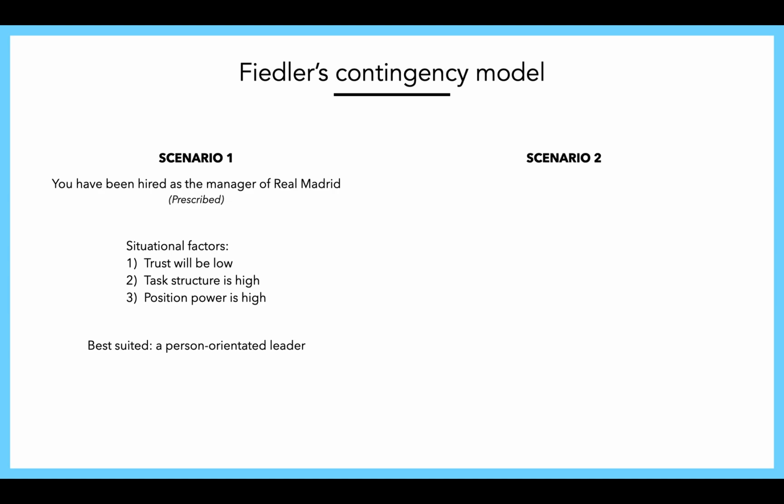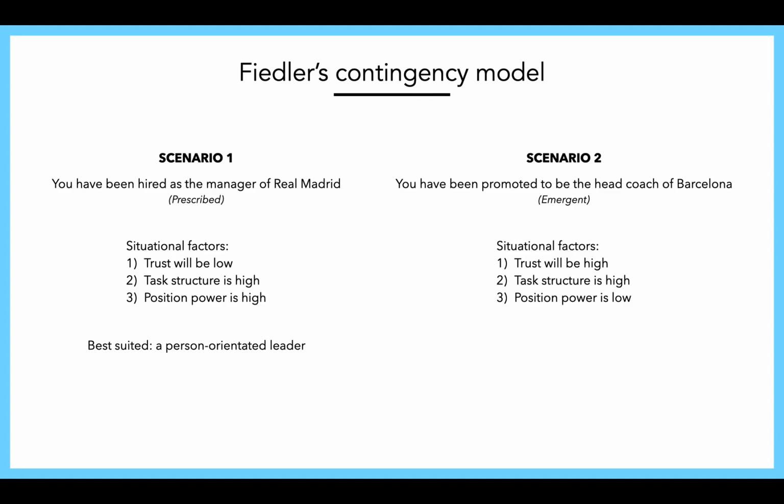Scenario 2. You have been promoted to be the head coach of Barcelona. You are an emergent leader. You are currently managing the reserves and the youth team, and now you find yourself as the head coach of Barcelona. Now, trust will be high. You're well known to the players. They know the success you've had in the reserves and the youth teams. You know the Barcelona way of football.